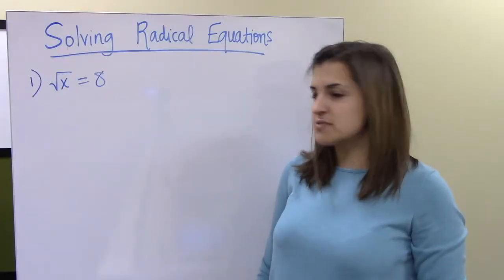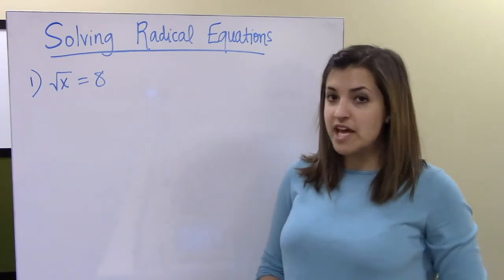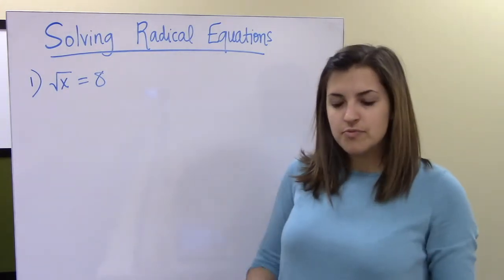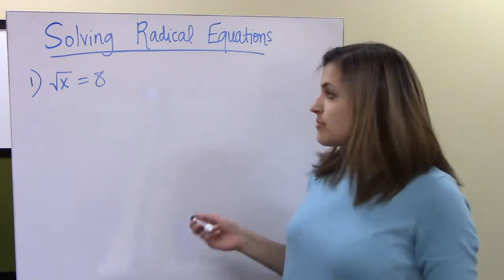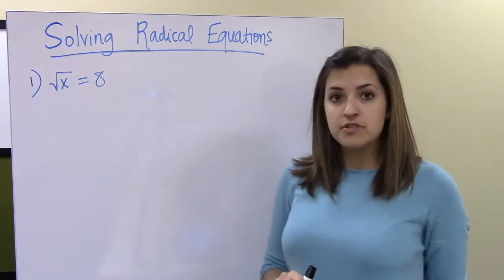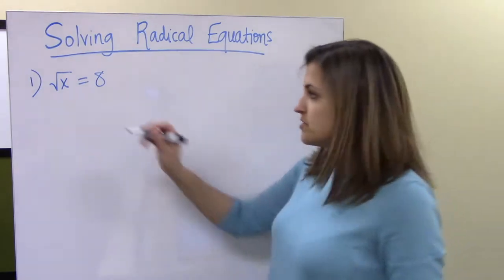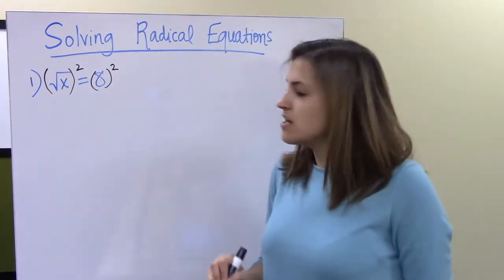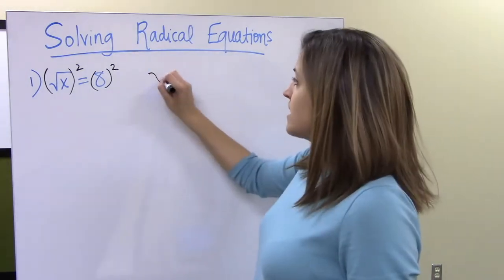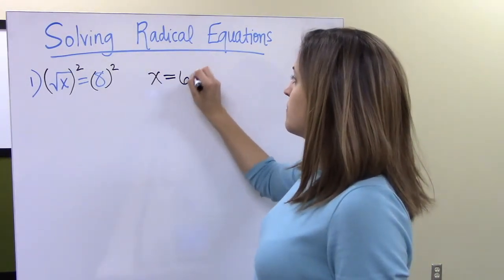All right, here's our first problem. The square root of x equals 8. And when we solve these problems, we really are just solving for our variable. So we want to solve for x. So right here, we have x in a square root. So to get rid of that, we're going to square both sides. So this side squared and this side squared. What we're going to get is x equals 64.